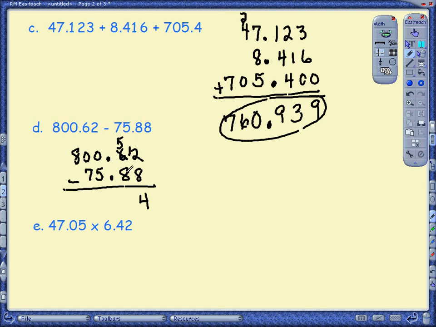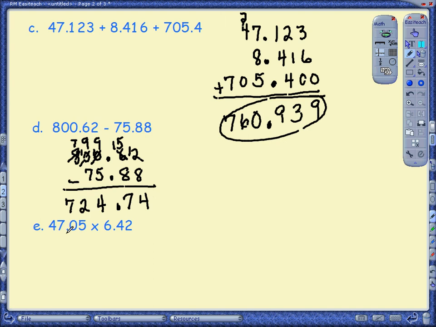I can't subtract 8 from 5 either, so I've got to go all the way over to this 8. And I borrow that 1, I cross it out here, make it a 9, cross it out here, make it a 9, and I finally get to put the 1 there by the 5. 15 minus 8 is 7. Bring down the decimal point. No more borrowing now. 9 minus 5 is 4. 9 minus 7 is 2. And 7 minus nothing is 7. And this is the best answer.